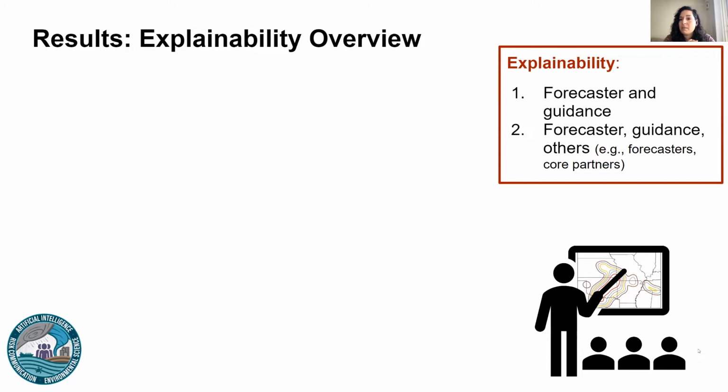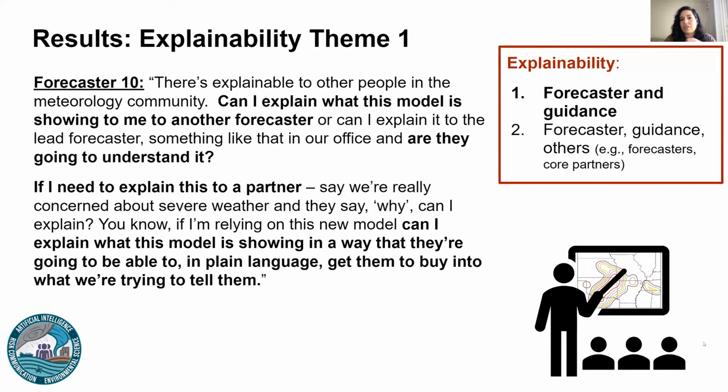For explainability, we had 2 themes that came out: forecaster and guidance with explainability, and then forecaster, guidance, and others. So the notion of explaining the guidance to another person. And we have some quotes here to highlight this. Forecaster 10, when asked what explainability means in the context of new AI, said, can I explain what this model is showing to me to another forecaster?